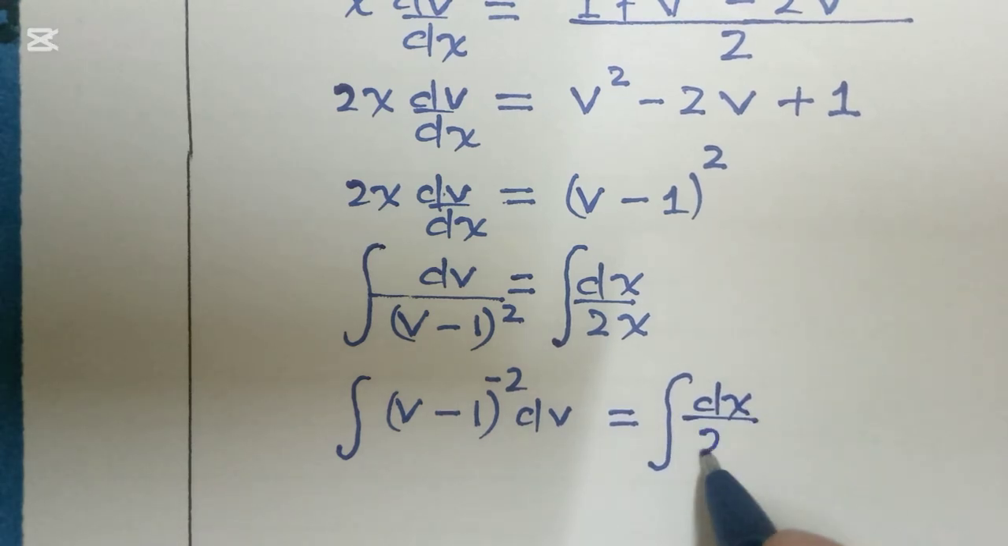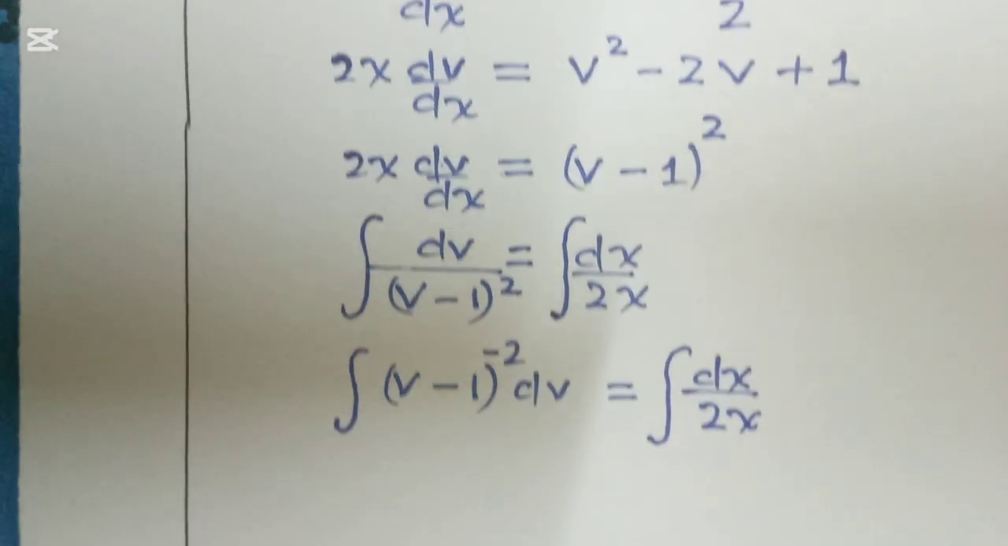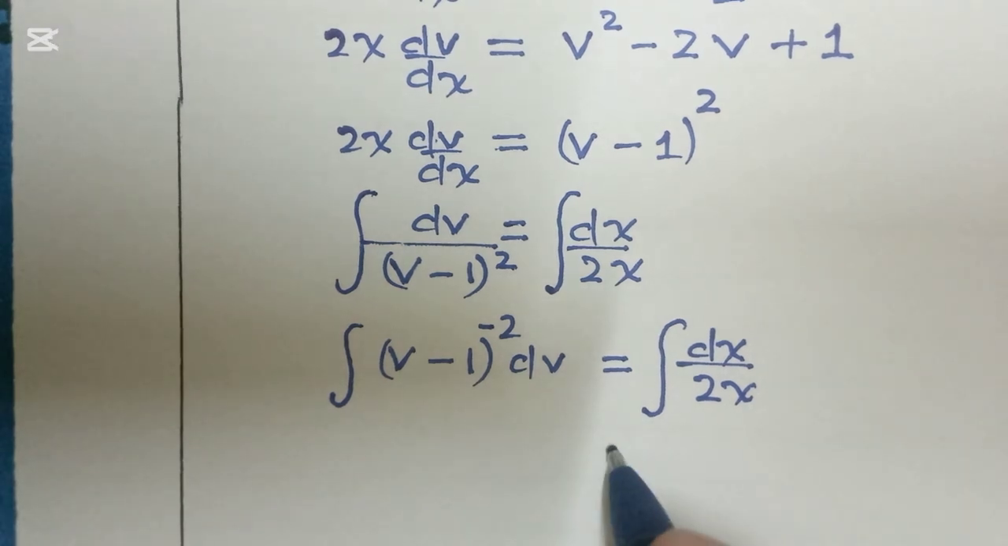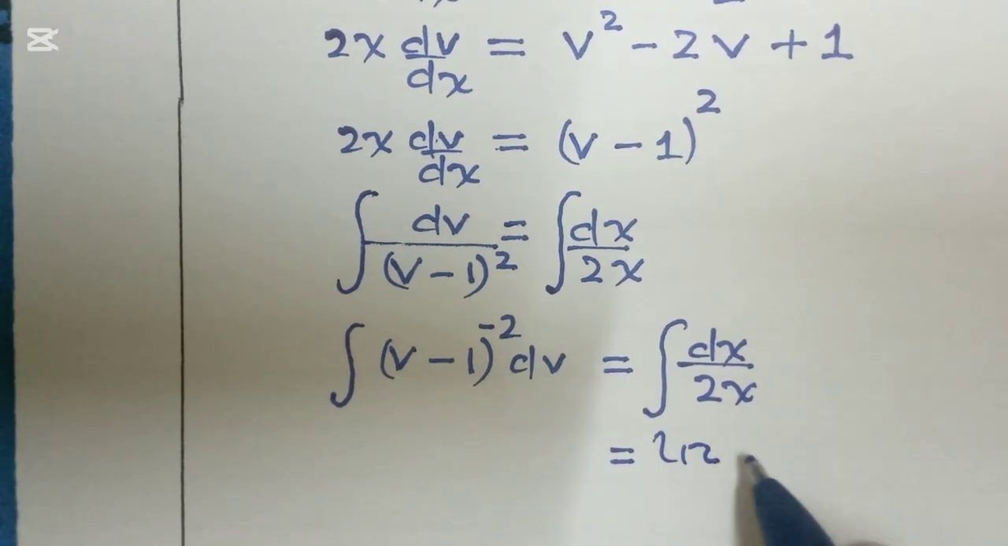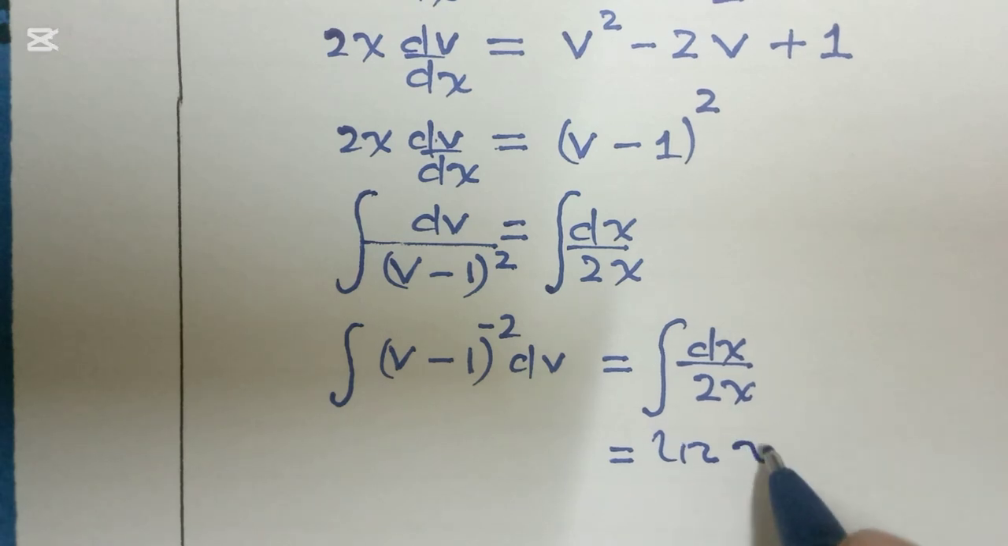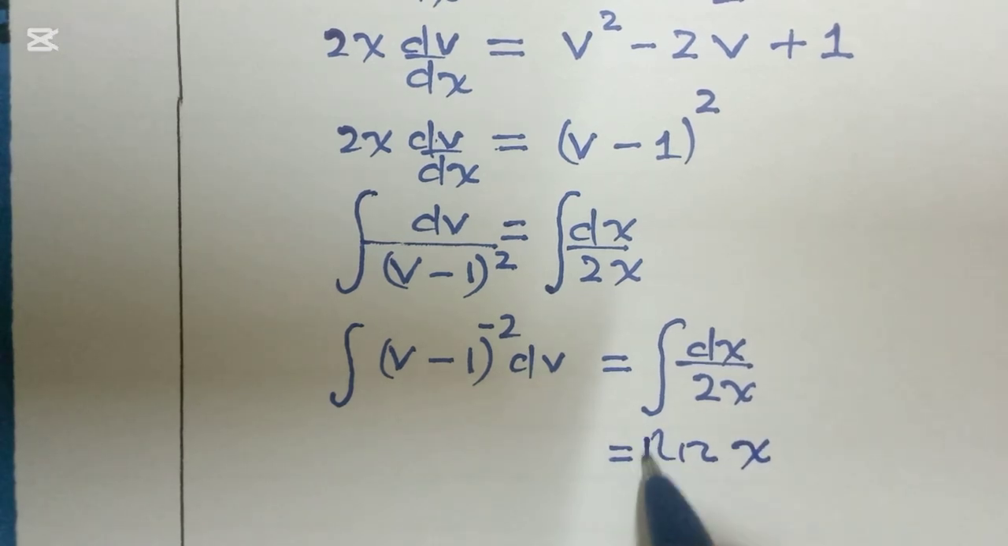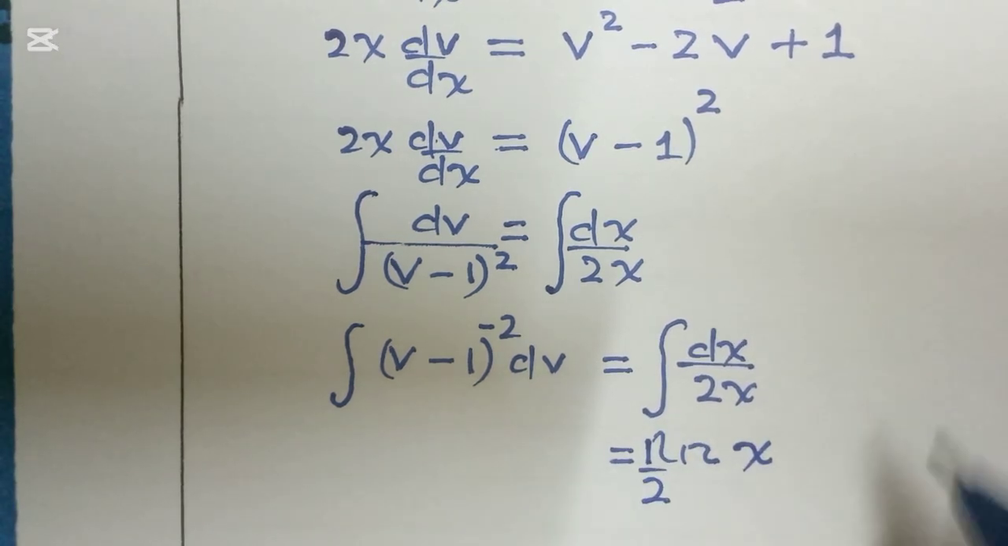So guys, on this side, it's easy because it's going to be natural log of x, and then here we have a half, then plus c.